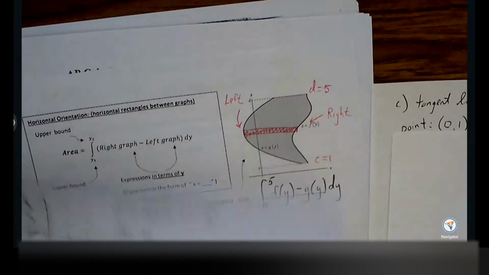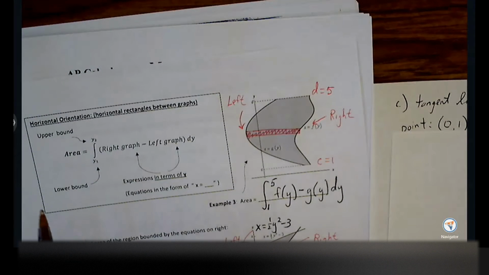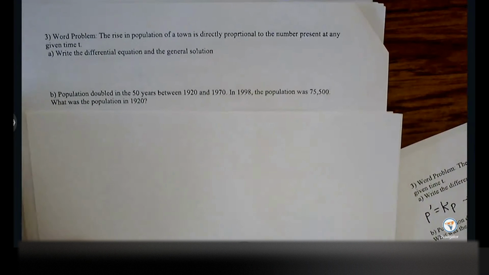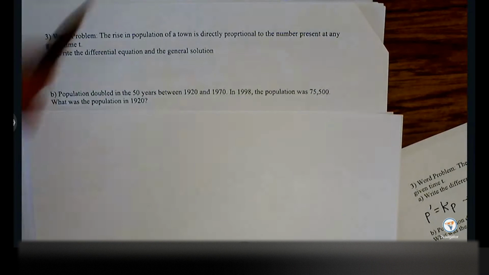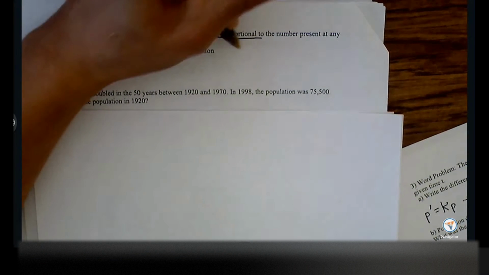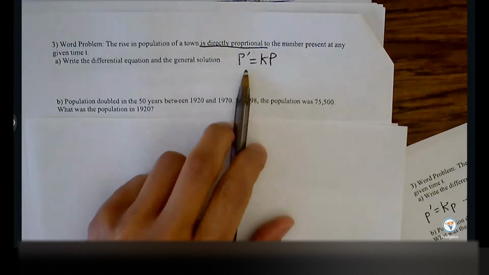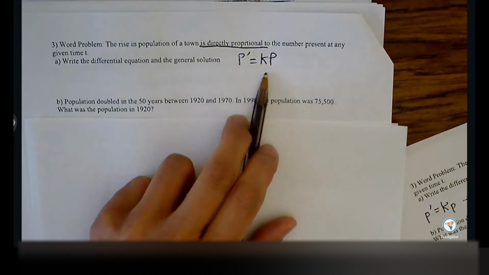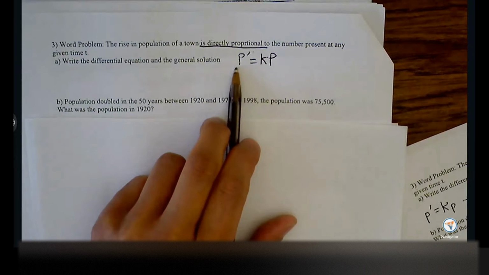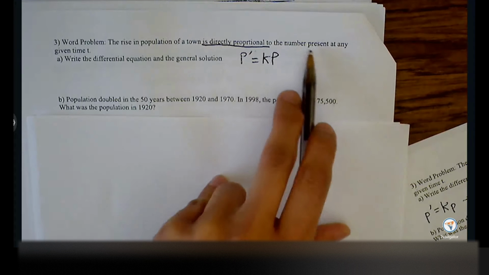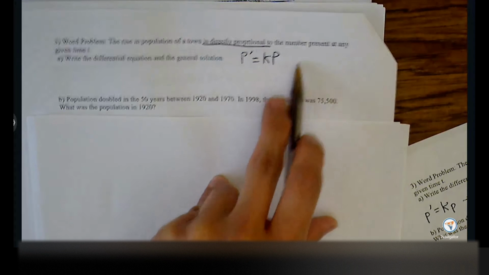All right, we have these word problems. Next page. The rise in population of a town is directly proportional to the number present. So all this is going to follow the form of P prime is equal to KP. Direct proportion is always going to be in this form. Everything is in the numerator with this constant of proportionality. The left side is a change in population, so we call it P prime. And the right side is the number present at any time, so that's just the P value.